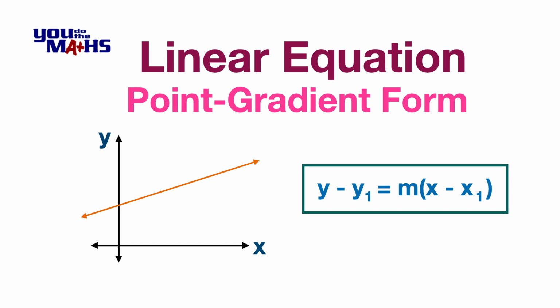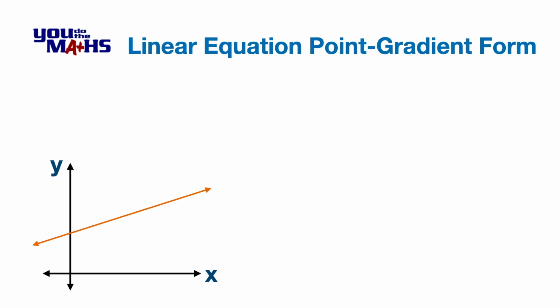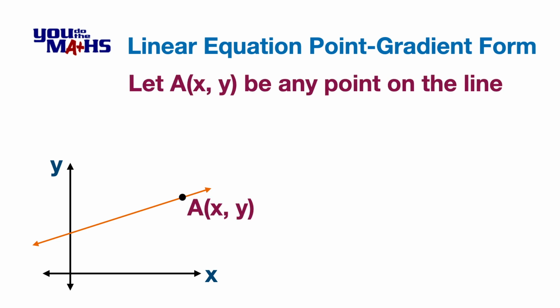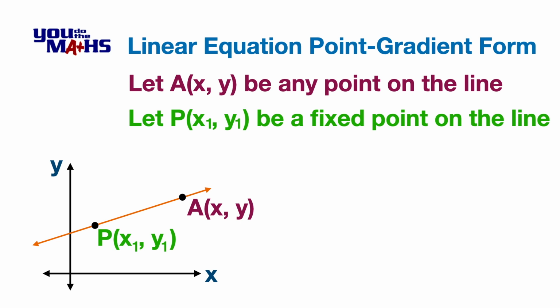In this video, we have a look at how to use a gradient and a point on the line to determine the equation of the line in what's called the point gradient form. First of all, let's call A any point on the line, and we'll call P a specific or fixed point on the line. Now, between those two, we can determine a gradient, and it's the difference in the y values divided by the difference in the x values.